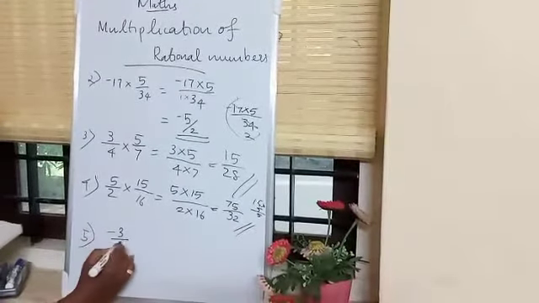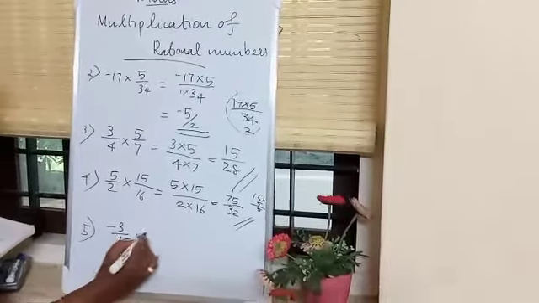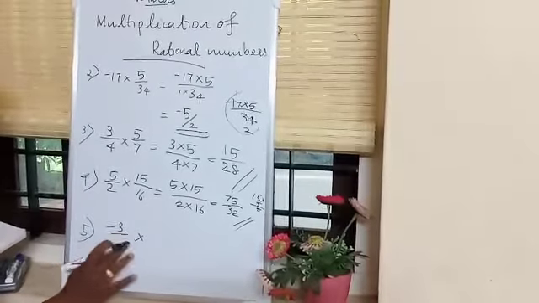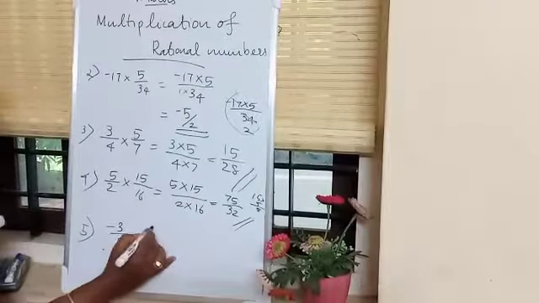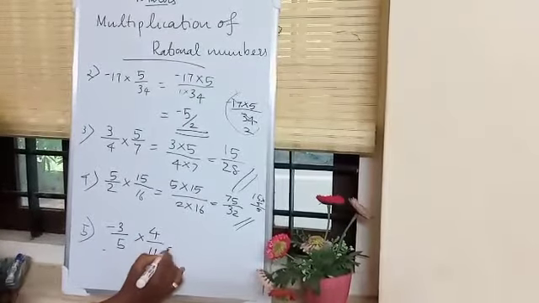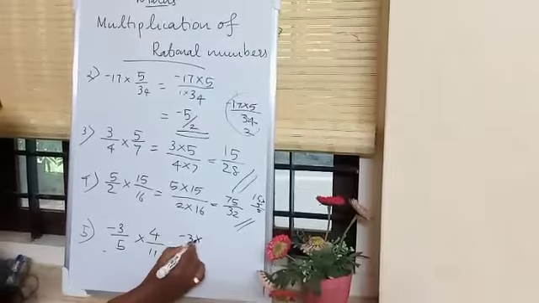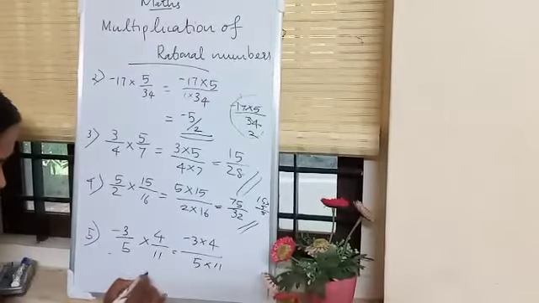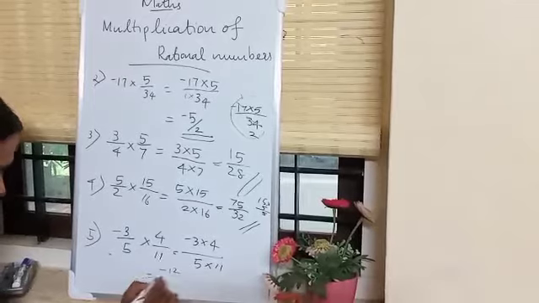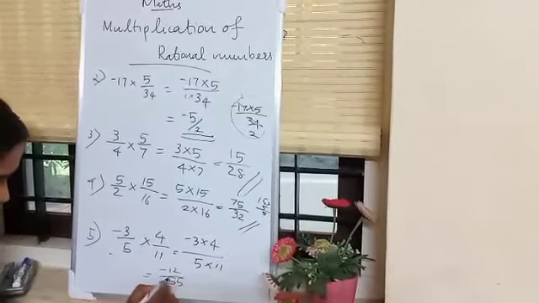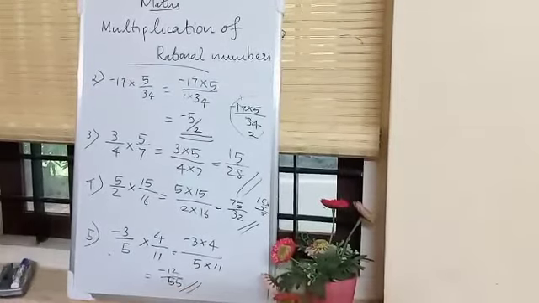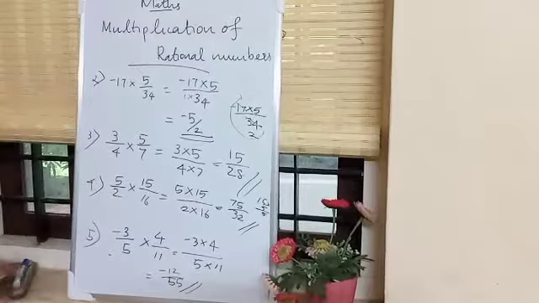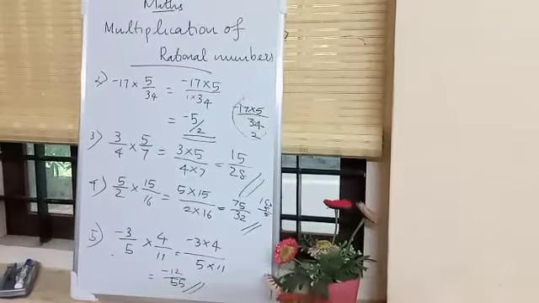Minus 3 by 5 into 4 by 11. Minus 3 into 4 by 5 into 11. That is negative 12 by 55. Please do it in your notebook.